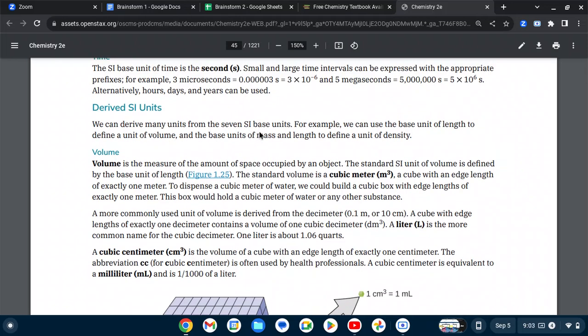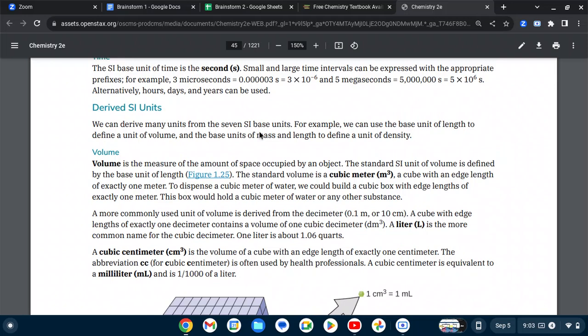For example, we can use the base unit of length to define a unit of volume, and the base units of mass and length to define a unit of density. Volume. Volume is the measure of the amount of space occupied by an object. The standard SI unit of volume is defined by the base unit of length.